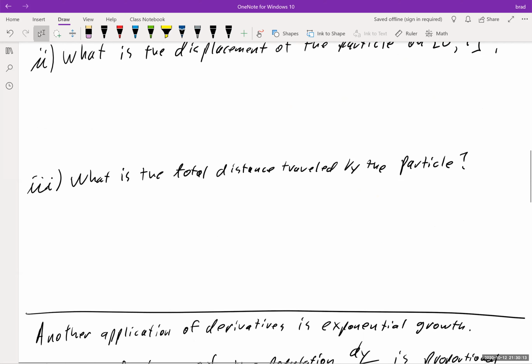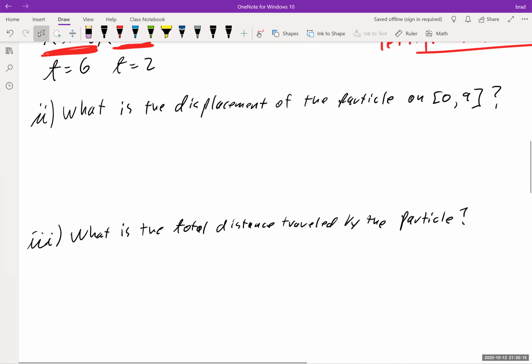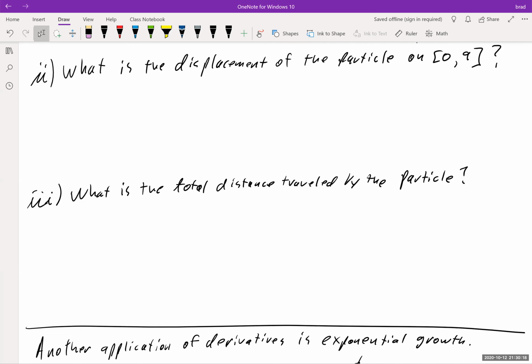Okay, so we've figured out when it's going left and when it's going right, and then it says, what is the displacement of the particle on the interval from 0 to 9? Okay, well, displacement, now remember, displacement is just how far you are basically from the starting point. So we started at time 0, we ended at time 9. So if I drove to the grocery store and back, my displacement would be 0, because I'm right back to where I started. Displacement is not distance per se.